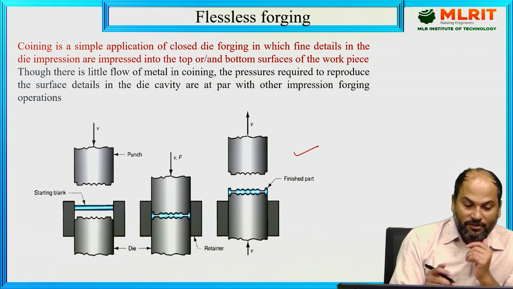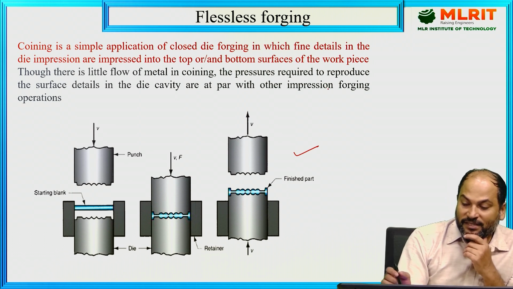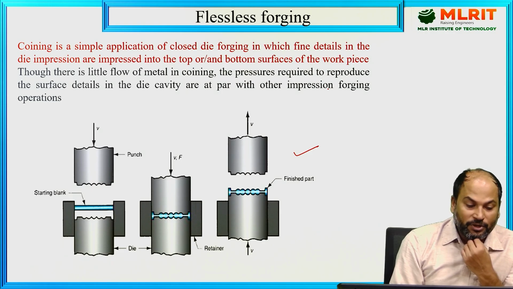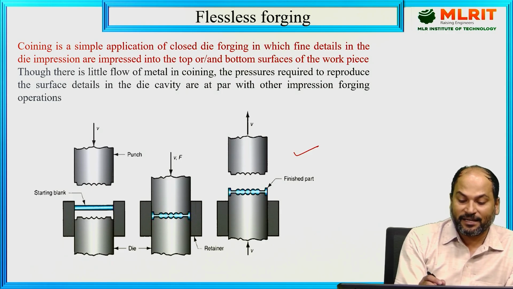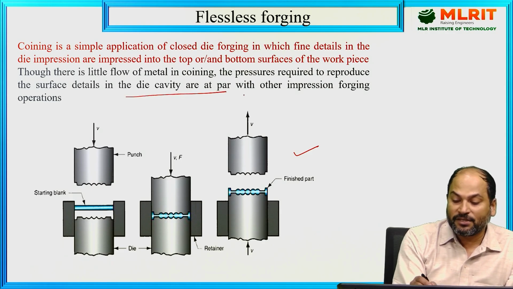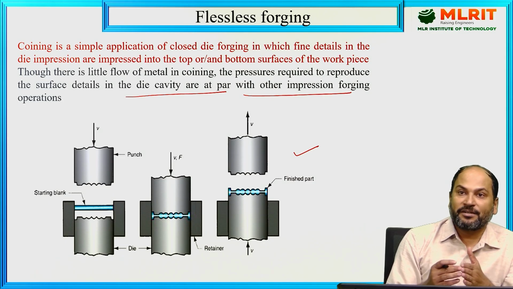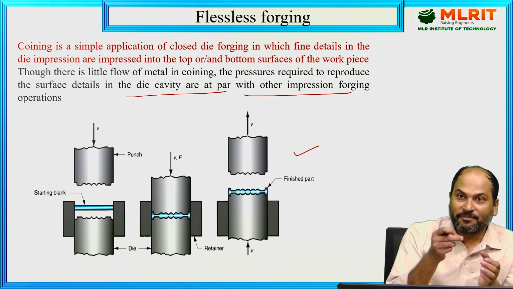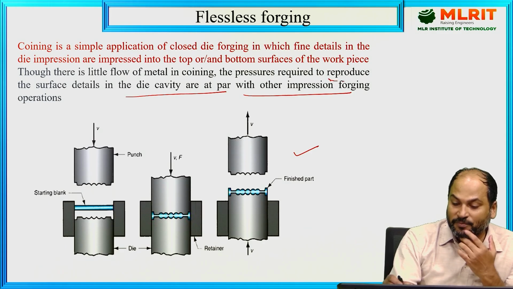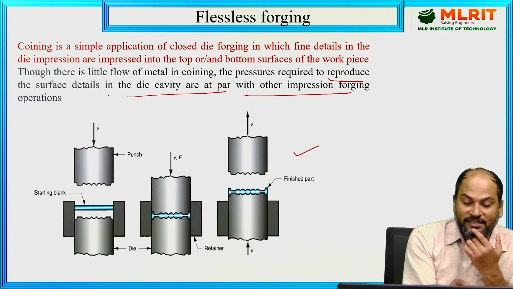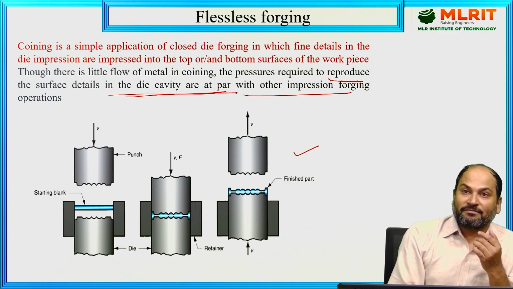Because what is the meaning? The pressures required to reproduce the surface details in the die cavity are on par with the other impression processes. Although here the material flow is very less, the impressions that reproduce the surface details in the cavity are far better if we compare with the other processes.